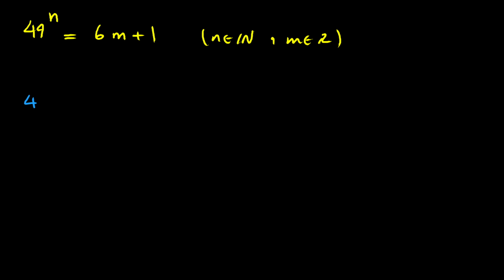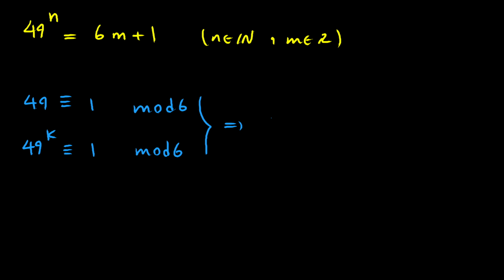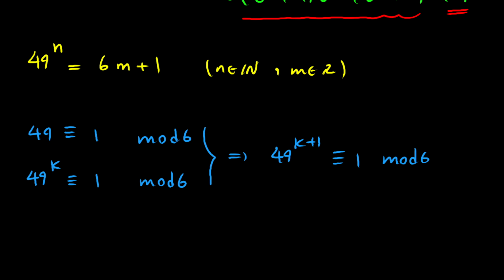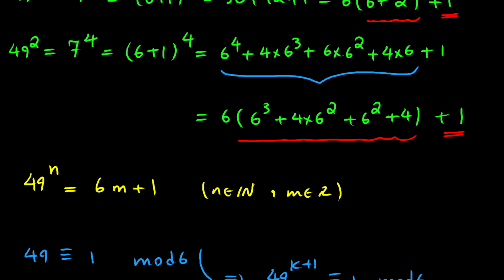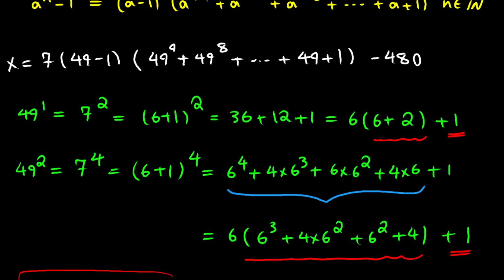So we know that 49 is congruent to 1 mod 6. And we can assume that 49 to the power of k is congruent to 1 mod 6. And then we can use these two to show that 49 to the power of k plus 1 is congruent to 1 mod 6. So this can be easily proven, but here I'm going to use this pattern for this part of our expression.